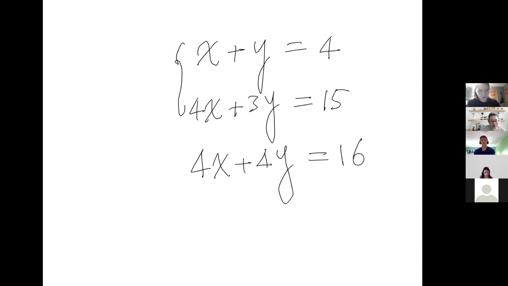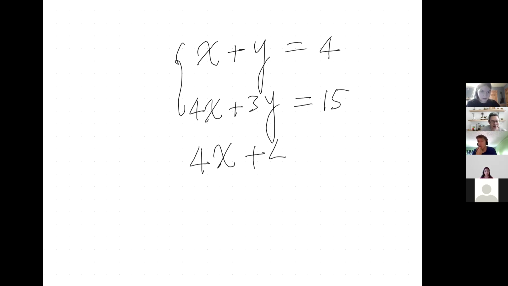Okay, well, on the bottom you have 4x plus 3y equals 15. So I multiplied the top one by 4. So 4 times x, then 4 times y, then 4 times 4. That gave me 4x plus 4y equals 16. Very good. Then subtract that from the lower one.